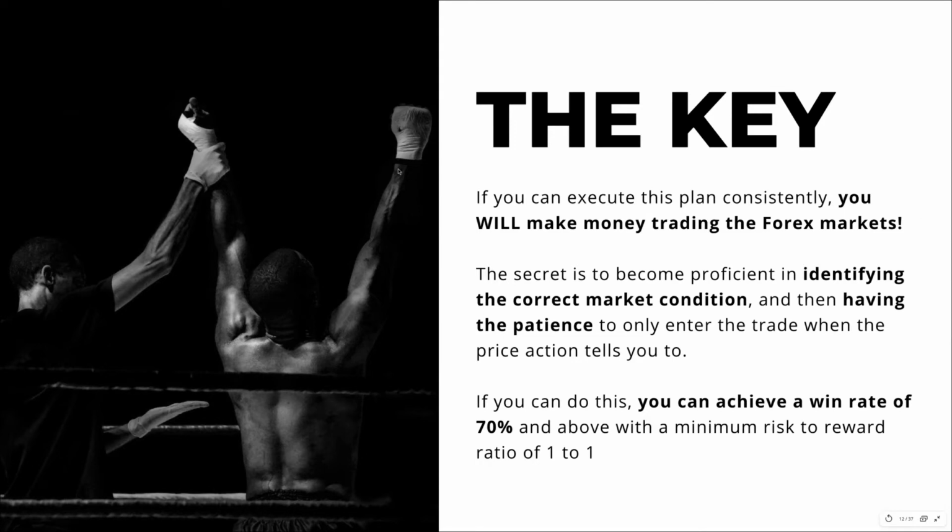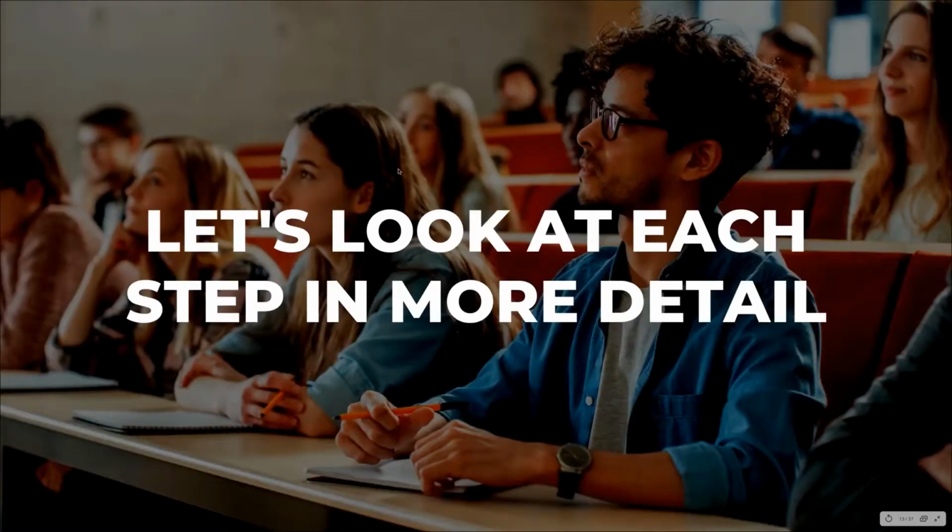The secret, though, is to become proficient in identifying the correct market condition. Okay. And then having the patience to only enter the trade when the price action tells you to. If you can do this, you can achieve a win rate, okay, a strike rate of about 70% with a minimum risk reward ratio of 1-to-1. Right. And that's the key. So let's look at each step in more detail.